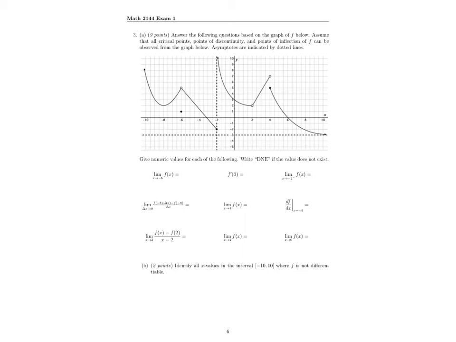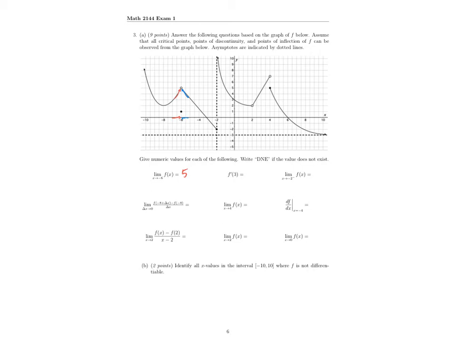If I look from the right-hand side, I can see that my function value is approaching 5. And as we approach negative 6 from the left-hand side, I can see that my function value is also approaching 5. So since my left and right hand limits are the same, the limit exists and it's equal to 5. Okay. What about f prime of 3?